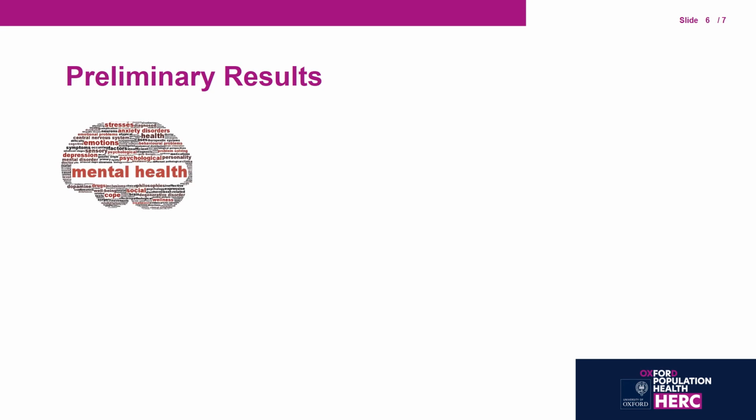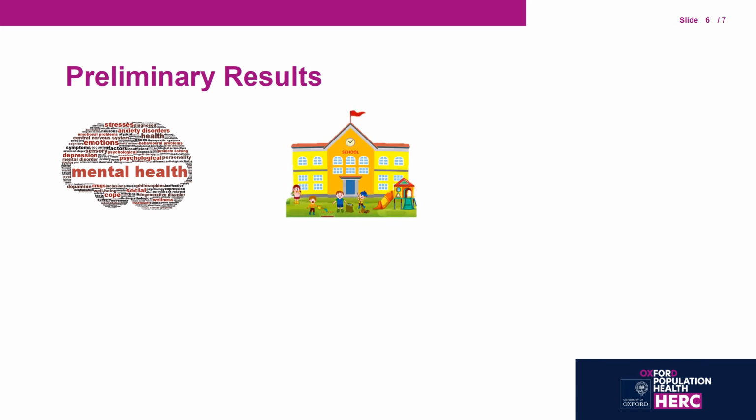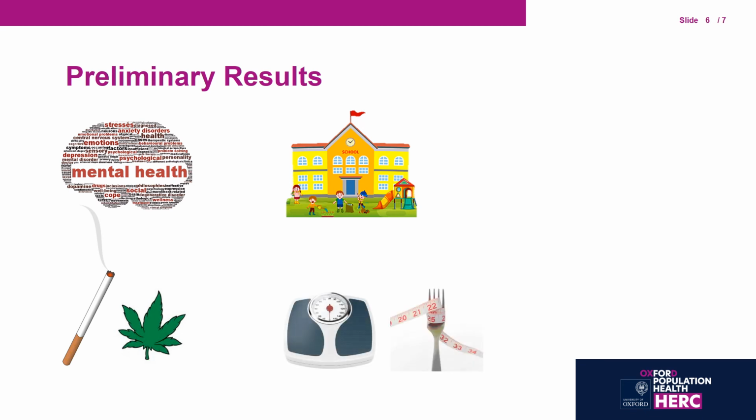With respect to some of the preliminary results, we found that elevated childhood anxiety has been associated with mental health problems later in life, as well as suicidal thoughts and attempts. It's also found to be associated with slow academic progress, nicotine dependence and problematic cannabis use, weight status and eating disorders, as well as higher healthcare costs for the healthcare system.